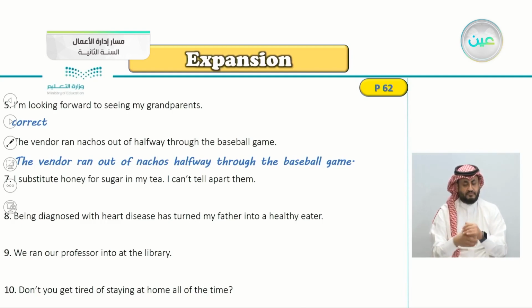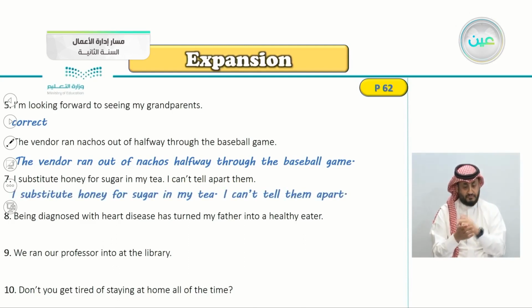Number 7, I substitute honey for sugar in my tea. I can't tell apart them. So this is wrong. The correct answer would be: I can't tell them apart. Again, I substitute honey for sugar in my tea. I can't tell them apart, which means that they have the same taste.